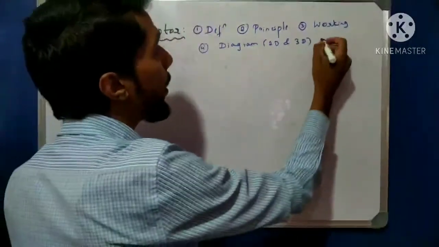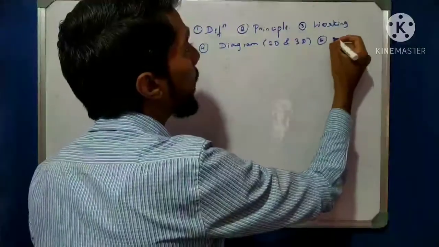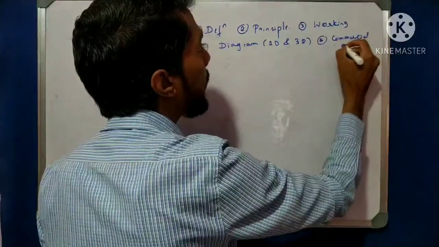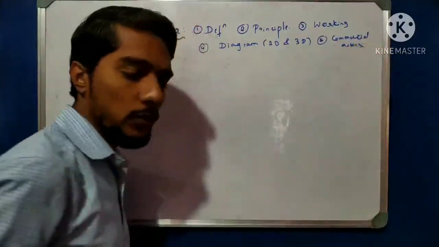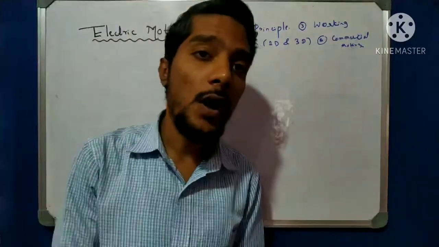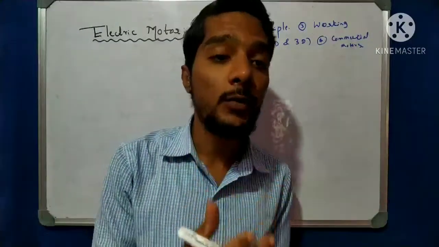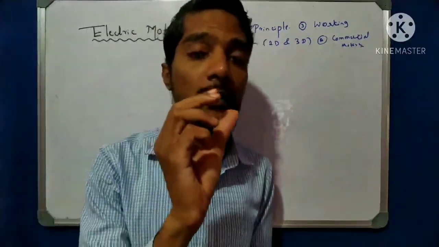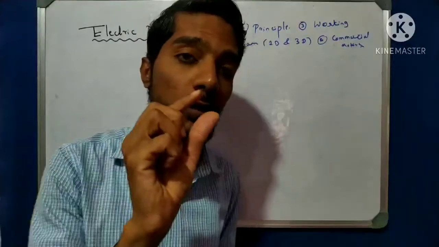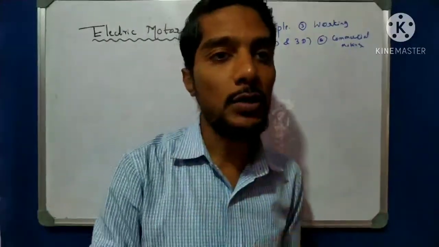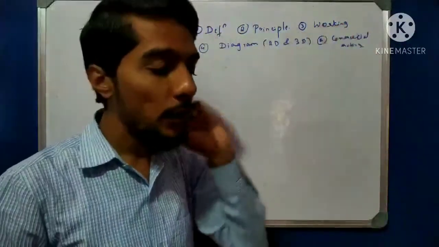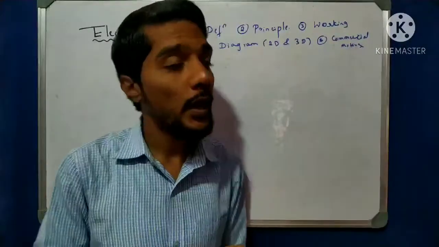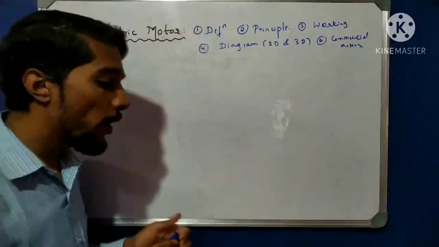And the fifth point here is commercial motors. Where do we use commercial electric motors? Water motor, in the electric fan we observe a motor, in the cooler we use a motor, and in toy remote cars we see small electric motors. So that is commercial motors, and how they are prepared we learn here. These are the 5 points which are covered in this video. Let us start the video with the points one by one.